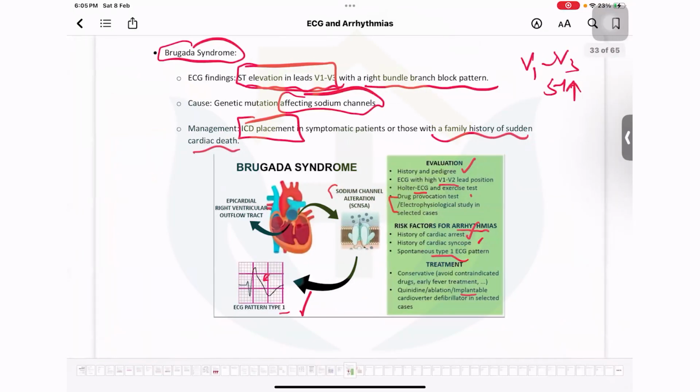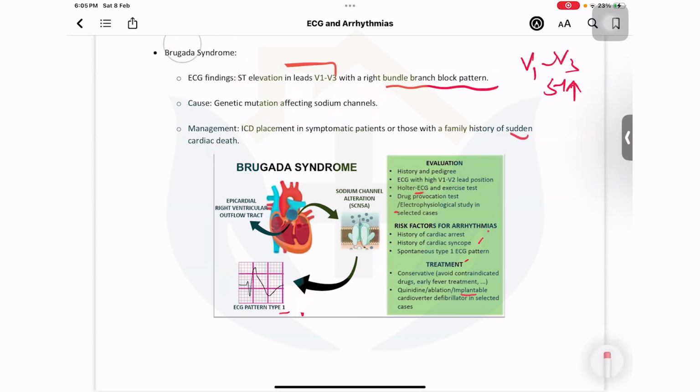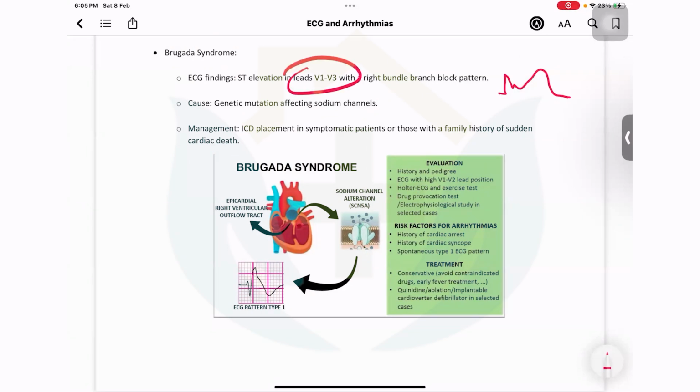Brugada syndrome is not usually asked to MRCP candidates, but if you want, I can tell you. It basically is ST elevation in V1 to V3 with a bundle branch pattern. So that is Brugada. It's basically a genetic mutation. Normally we see patients with this kind of pattern, ST elevation is there. So this is Brugada, V1 to V3 ST elevation.